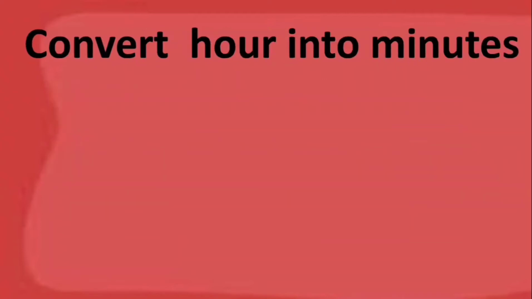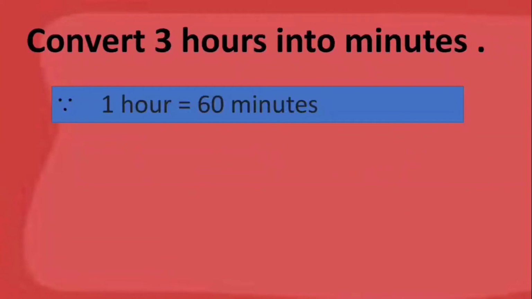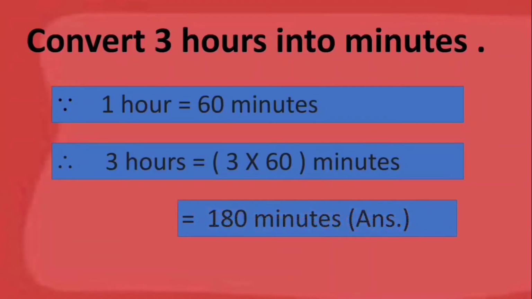Now let us convert hours into minutes. As we all know, 1 hour has 60 minutes in it. Now let us convert 3 hours into minutes. Since 1 hour equals to 60 minutes, the 3 hours will be 3 into 60 minutes. It means 3 hours has 180 minutes in it.